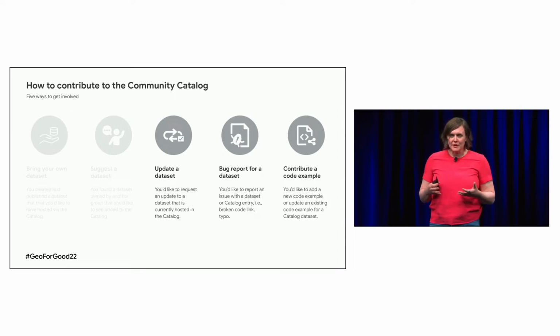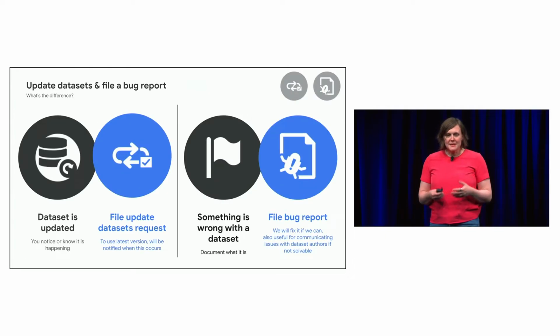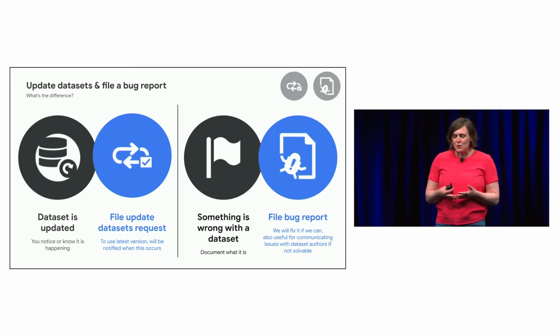So as Sam talked about, there are these 3 other features. We've been going over bringing datasets in and suggesting datasets, which you can do. Now let's talk about updating datasets and bug reports for a little bit, and then we'll follow up with some code examples. So what's the difference, and why would you do these things?